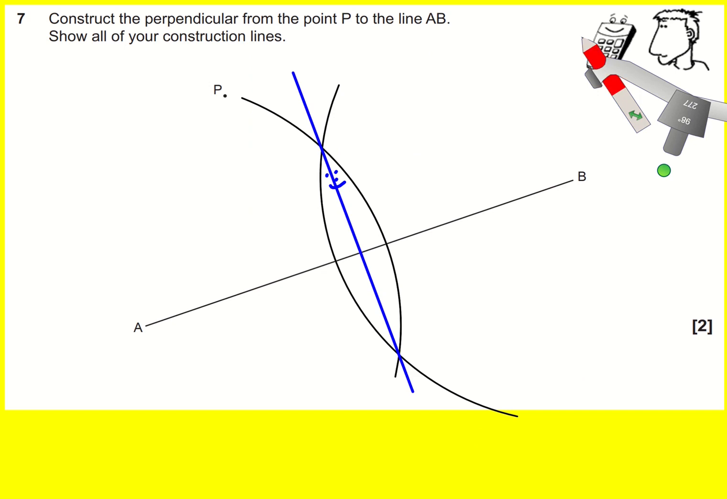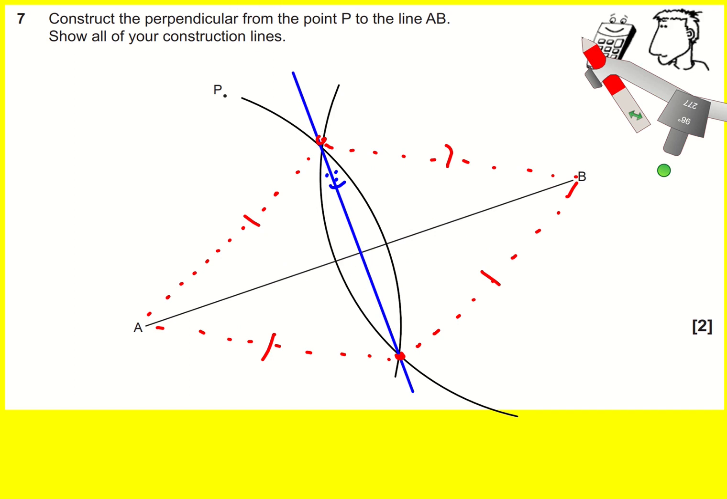Now, why does that work? Because I've essentially created a shape where all these sides are the same length. It's a rhombus, in fact. They're all the same, and so if I draw a line going through these vertices, then it will split it into two, and it will be at right angles. It follows on from it anyway.